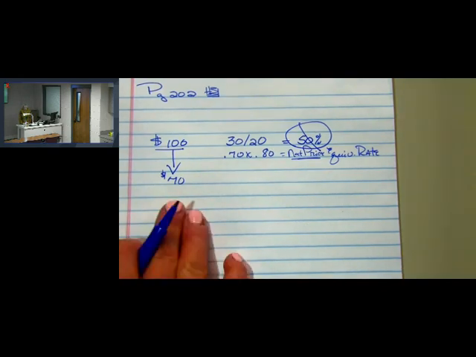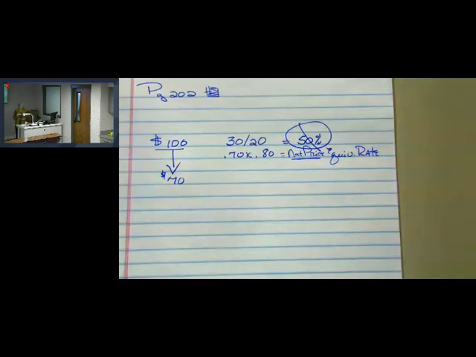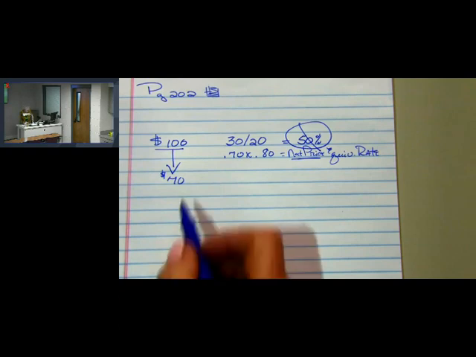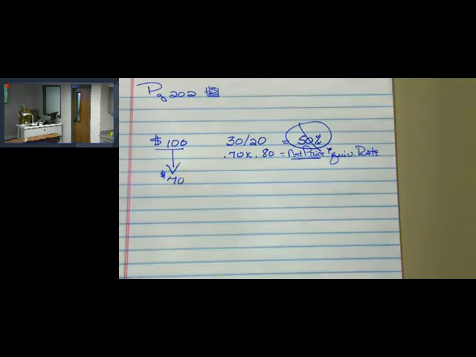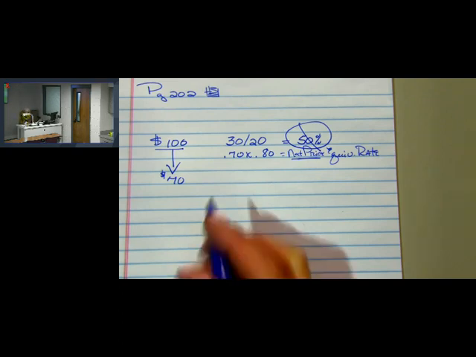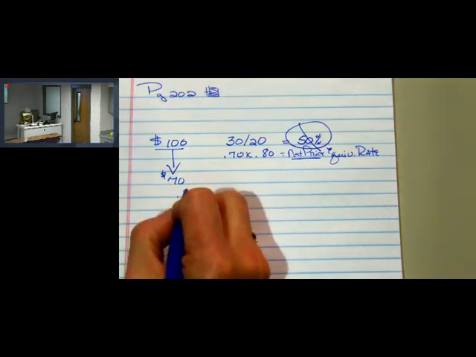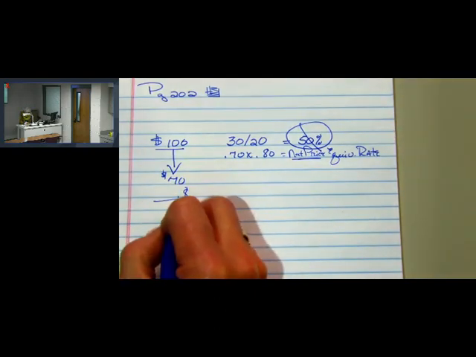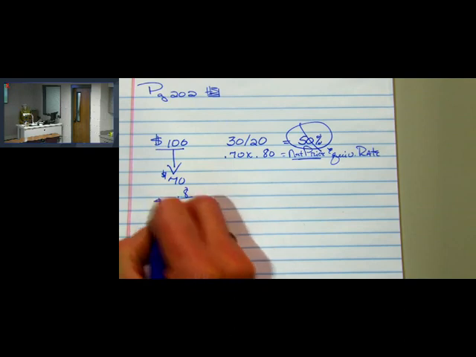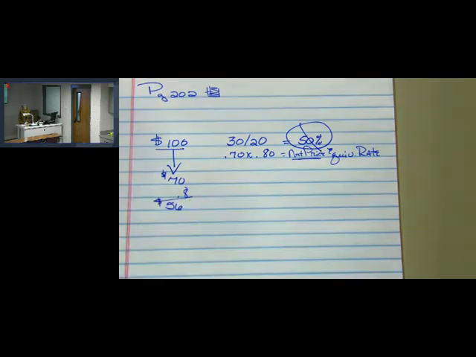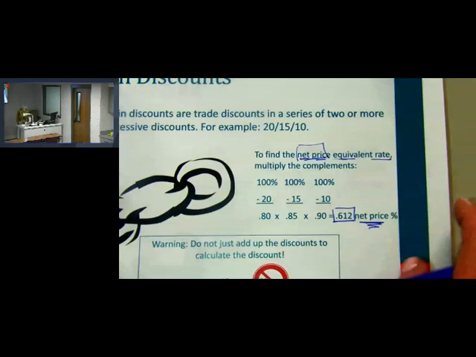If I have now a $70 item and I've got a 20% chain discount with that, that means I'm only paying 80% of that. So again, 0.70 times 0.80, your item is $56. Does that make sense? Okay, all right, so that's the chain discount, the net price equivalent rate of a chain. I'm going to move on to another thing.